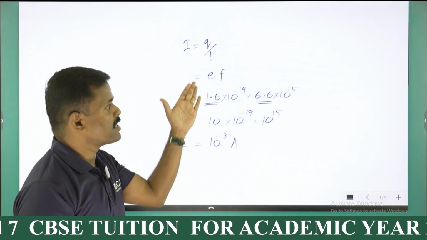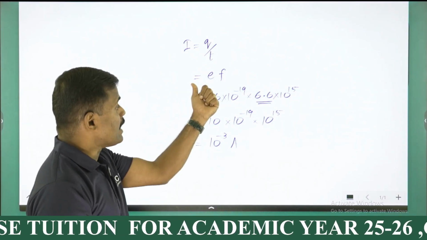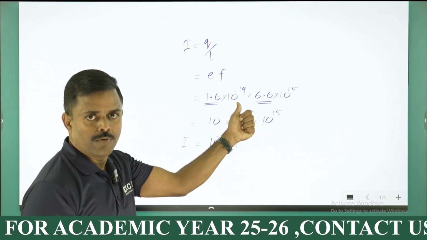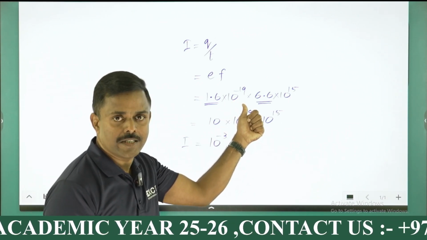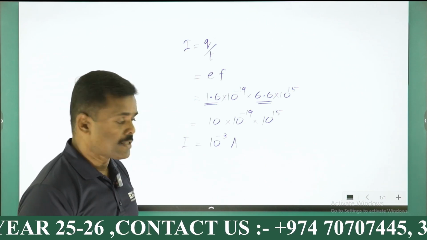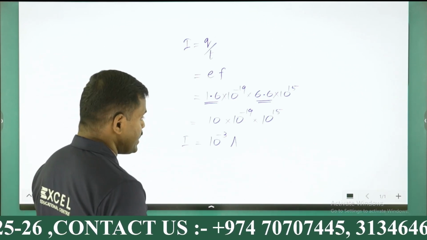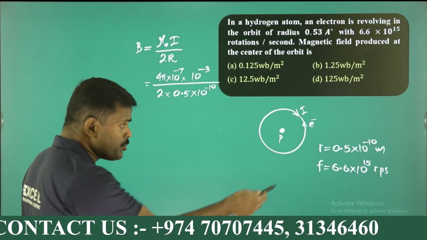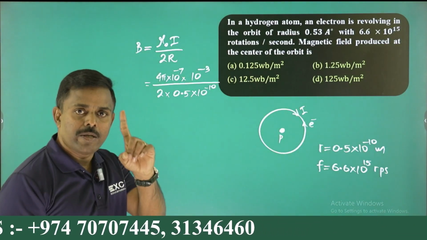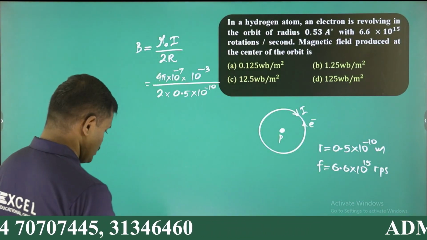Current is charge divided by time, which is E into F. E is the charge of the electron, which you know, 1.6 into 10 raised to minus 19. Frequency is given as 6.6 into 10 raised to 15. Solve it, you will get the current as 10 raised to minus 3. That means due to the motion of the electron, the current generated is roughly 1 milliampere. Now it's done, finished.